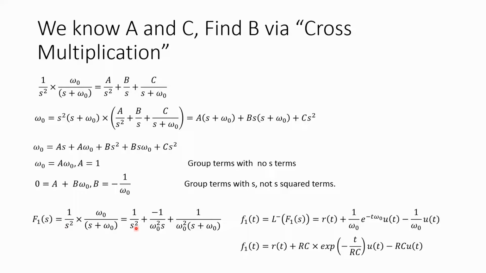the first ramp, the output becomes 1 over s minus 1 over omega squared s plus 1 over omega squared (s plus omega naught). I take the inverse Laplace transform of that, and I get my ramp 1 over omega naught with my exponential decay times the step function, and minus 1 over omega naught times the step function. When I convert that back into RC, I am left right back with my linear exponential function.